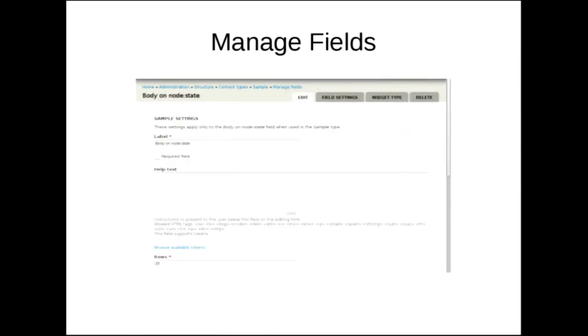Then I go in here, and I've got body on node state. But you notice, where's that help text? And I get 20 rows. I don't know if you remember that it was 5, I think, on one of them. So these are defaults. This is blank, and that's 20. So you didn't really copy that field. You just got its label and its type. That's kind of what you got with core.